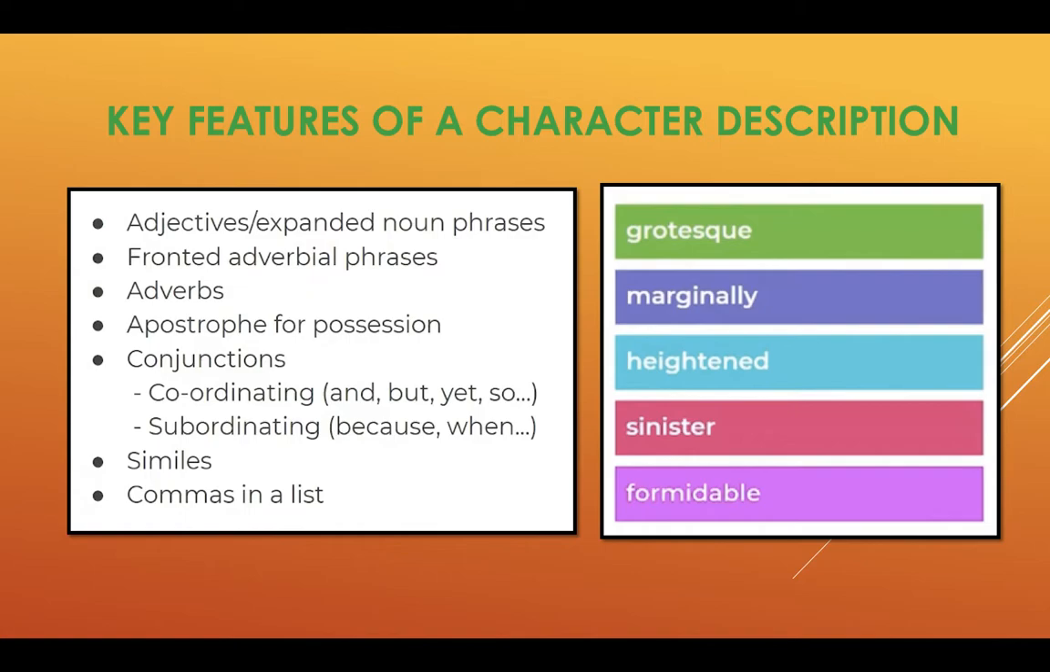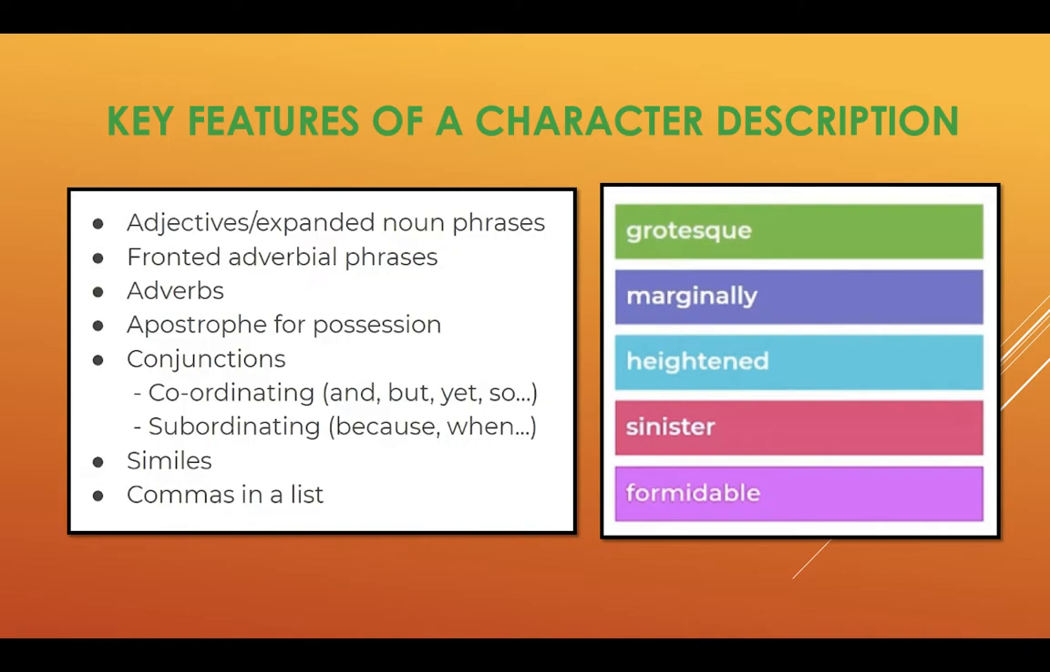Apostrophe for possession, you've had a BBC bite-sized activity on those, in fact 2, so you should understand apostrophe for possession. Conjunctions, coordinating, everyone can do coordinating and most can do subordinating using because and when. Similes, I know everyone can do similes, and commas in a list. I've noted this week that most people have picked up on this idea. If you have a list of things, then you would put commas after them.